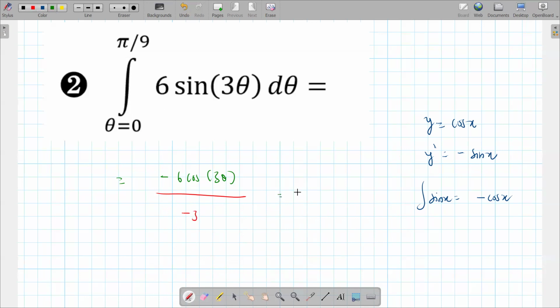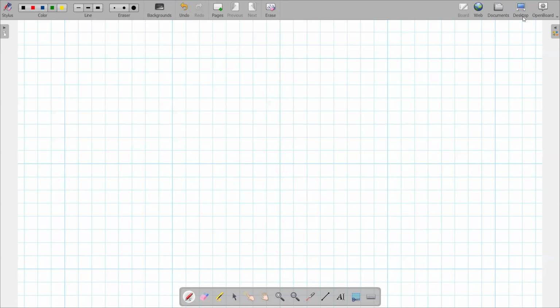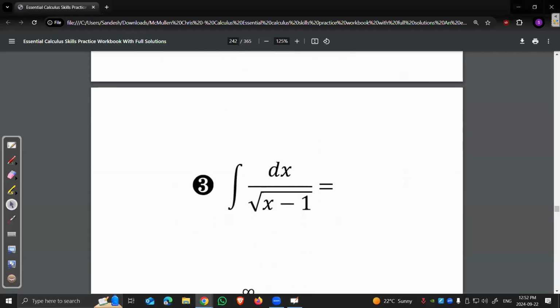So here the answer would be 2 cosine 3 theta. And then you plug in the value, so you can do that on a calculator. And again, because the inner function is linear, you don't have to worry about the u substitution.